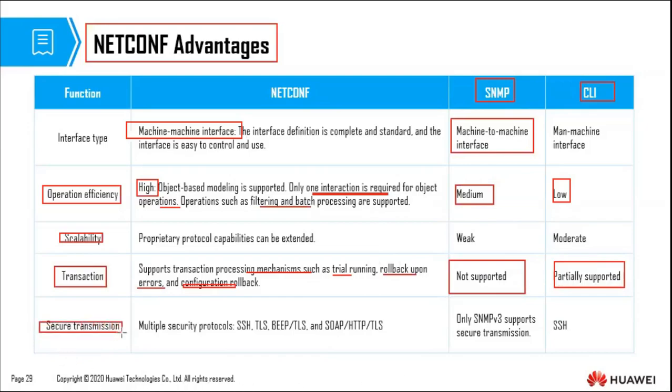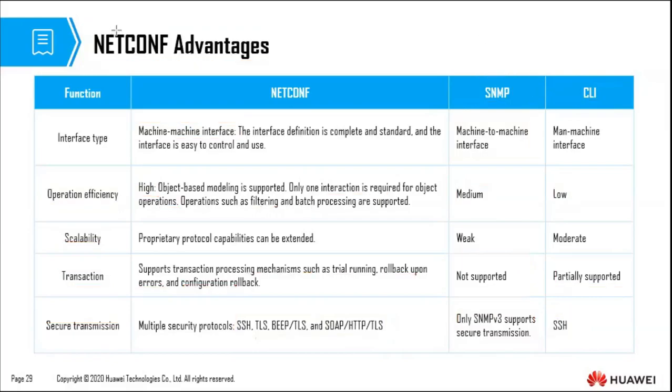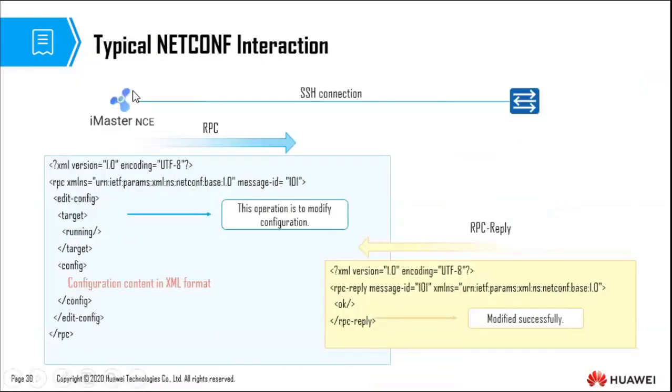Secure transmission. This one uses SSH, TLS, SOAP, HTTP, etc. to secure the data. In SNMP, only version 3 supports encryption. For CLI, to secure data, you can use SSH instead of Telnet. Instead of using Telnet to connect to your device, you can use SSH to provide security. So those are the advantages of NetConf.